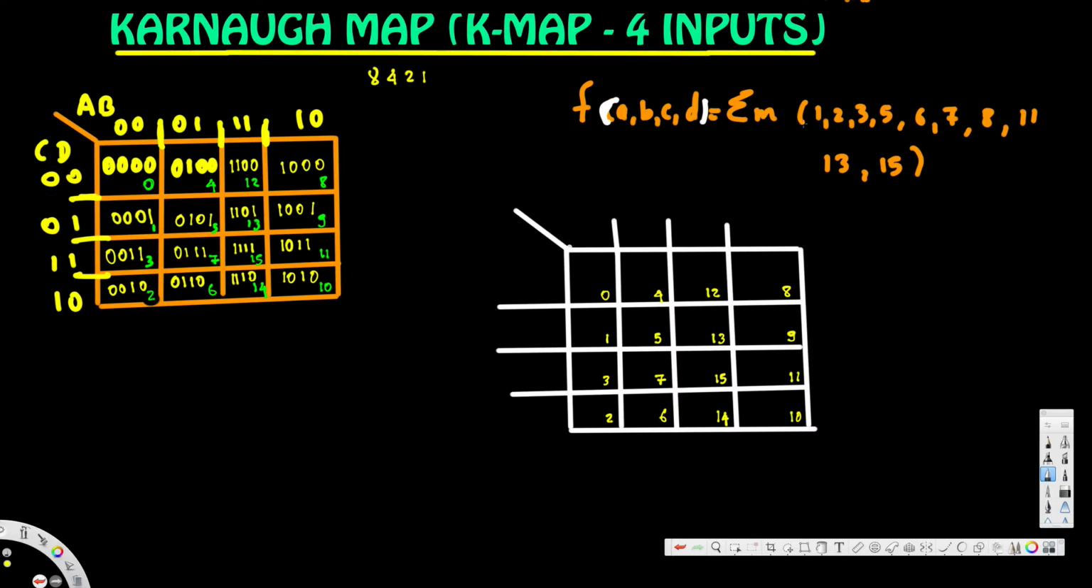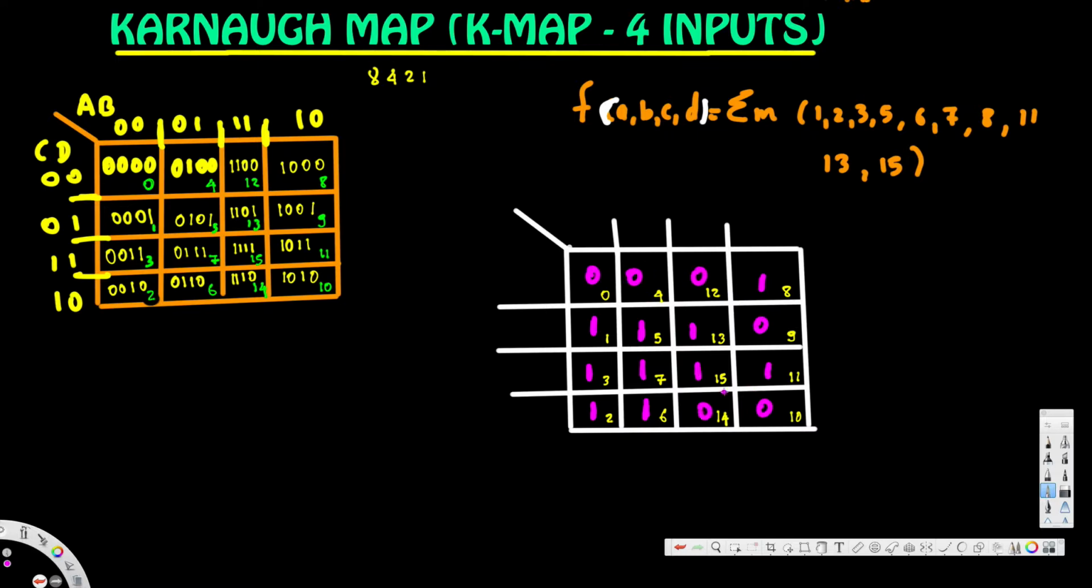Now, at location 1 we have a 1, so let's go ahead and fill this up. At location 1 we have a 1, at location 2 we have a 1, at location 3 we have a 1, at location 5 we have a 1, at location 6 we have a 1, at location 7 we have a 1, at location 8 we have a 1, at location 11 we have a 1, at location 13 we have a 1, at location 15 we have a 1, others are going to be 0.